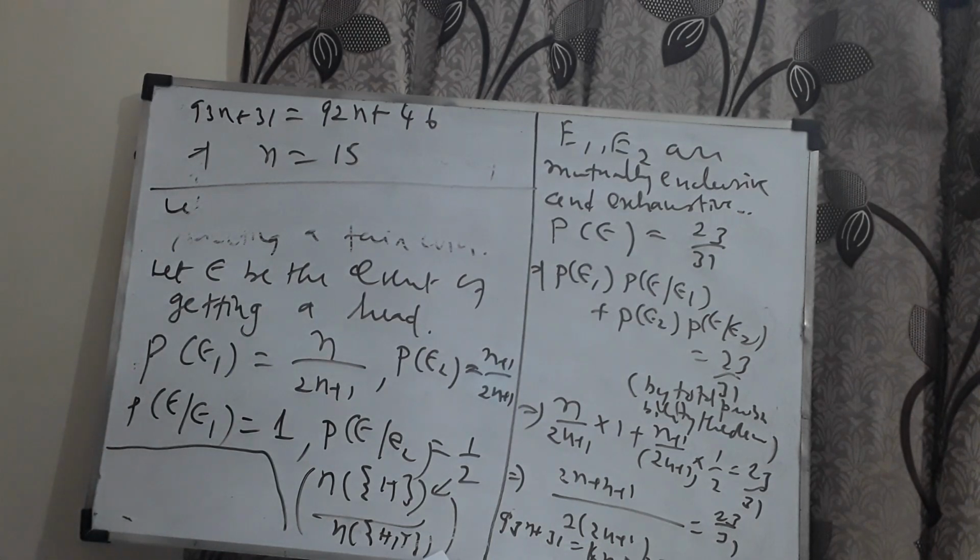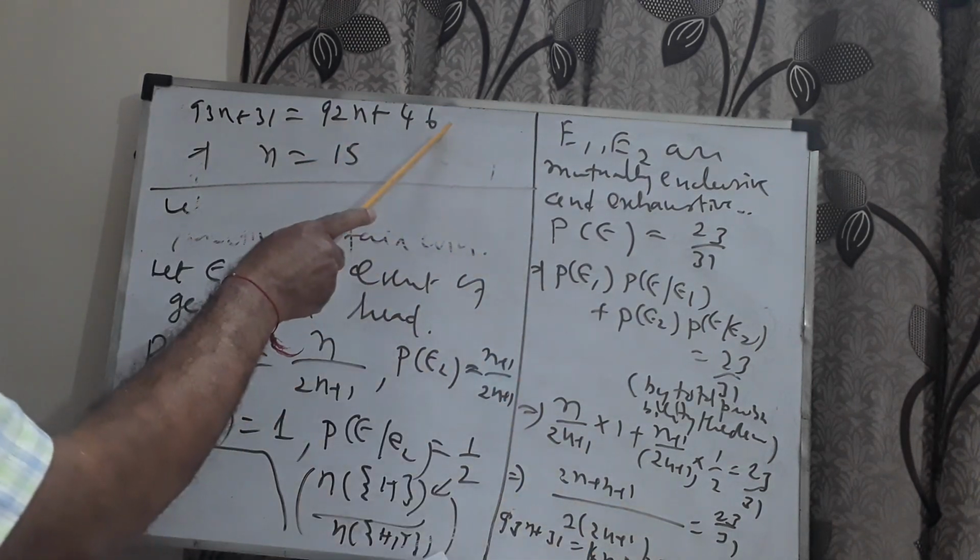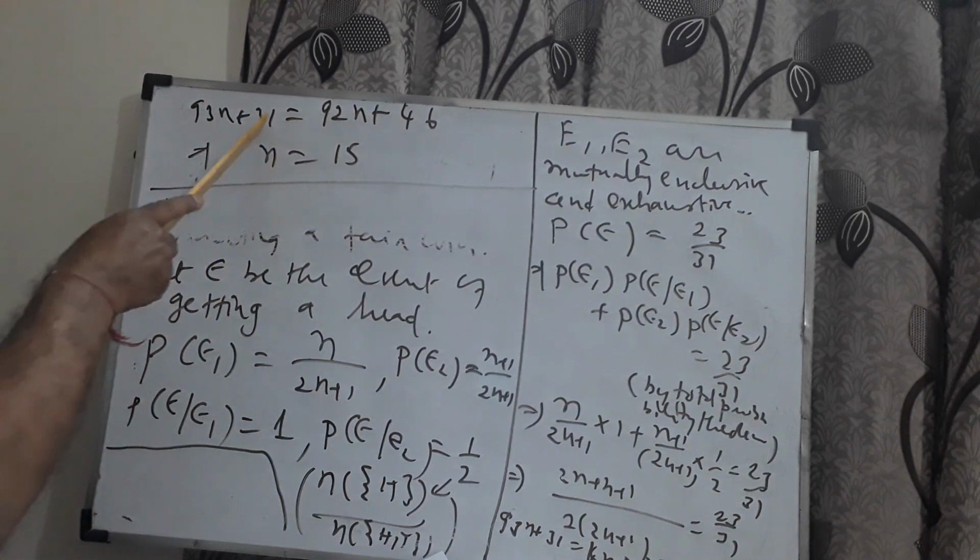Therefore, the value of n happens to be 15. 93n plus 31: 4 times 3 is 12, 8 plus 1 is 9, 92n plus 23 into 2 is 46. Therefore, n happens to be 15. Let me just see the simplification here. 93n plus 31 is equal to 23 into 4n, 92n, plus 23 into 2, 46. 93n minus 92n is n. 46 minus 31 is 15. Therefore, the value of n happens to be 15.